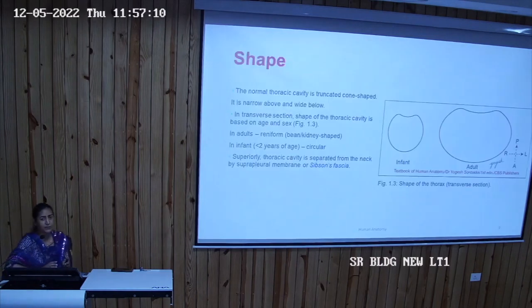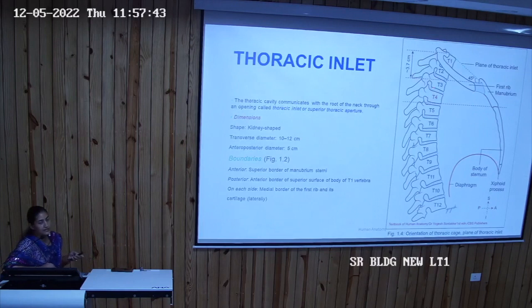Now what is the shape of the thoracic cavity? In infants and in adults, there is a difference in the shape of the thoracic cavity. In the little ones, that is the infants, it is circular in shape, while in adults it is kidney shaped. If it is kidney shaped, it means its anterior-posterior diameter and transverse diameter are different. So which diameter is more, anterior-posterior or transverse? Transverse diameter is more.